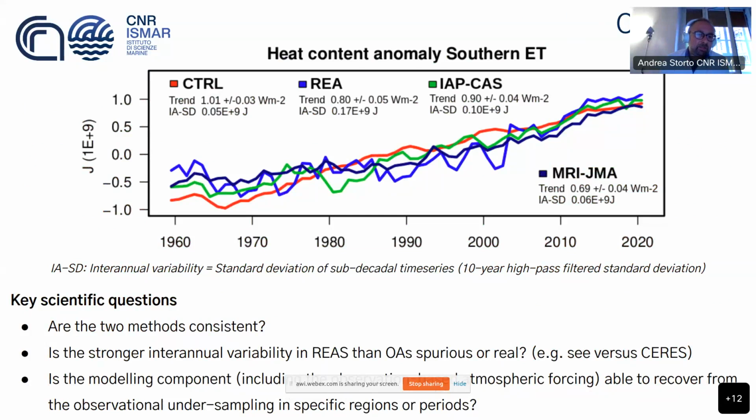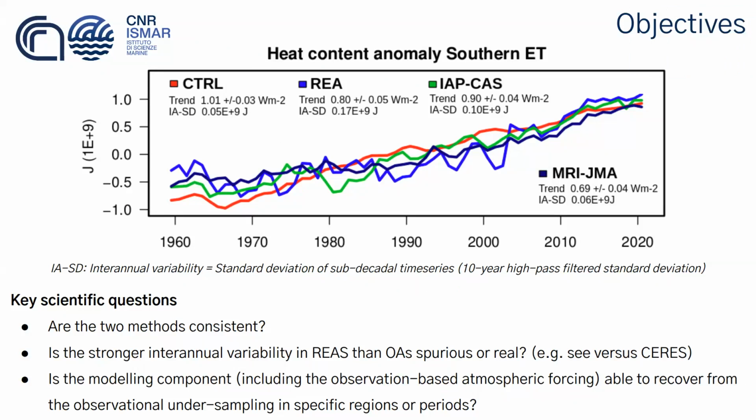So the key scientific questions are: are these two methods consistent? Is the stronger interannual variability, which has been seen in the literature in reanalysis, spurious or real? And is the modeling component of the reanalysis able to recover, to some extent, the observational undersampling? This is also important to know because, probably for this community it is quite obvious, but in general, considering the efforts and the computational demand of reanalysis compared to statistical mapping, it is important to understand the relative merits.